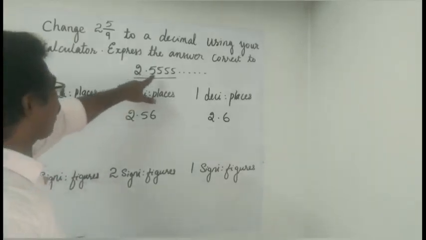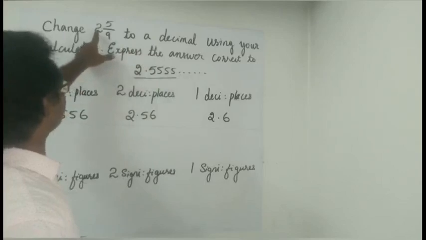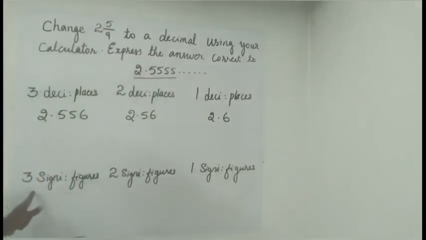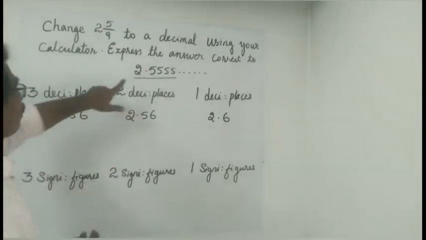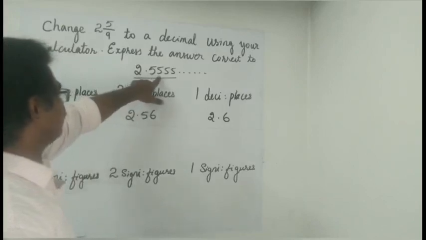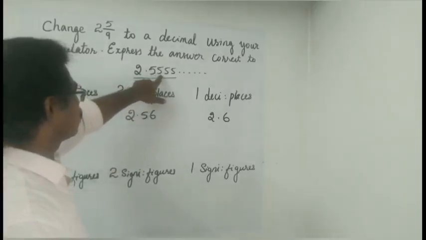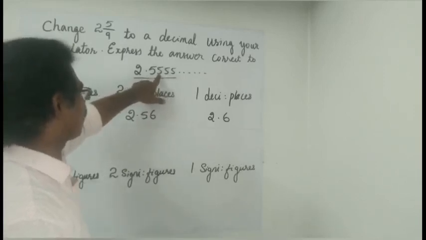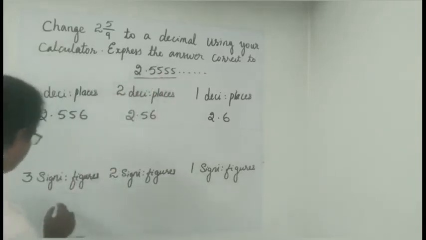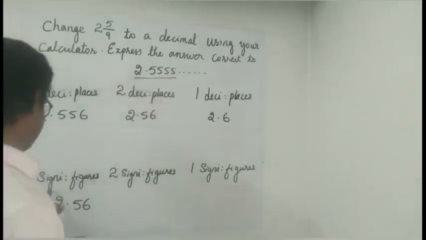See, 2.5555. This is the decimal form of this mixed fraction, 2 5 by 9. Isn't it? So how will you write 3 significant figures? From here you have to read 3 significant figures. 1, 2, 3. After 3 there is a 5 here. So add 1 to this number. So 2.56 is the answer for this one.